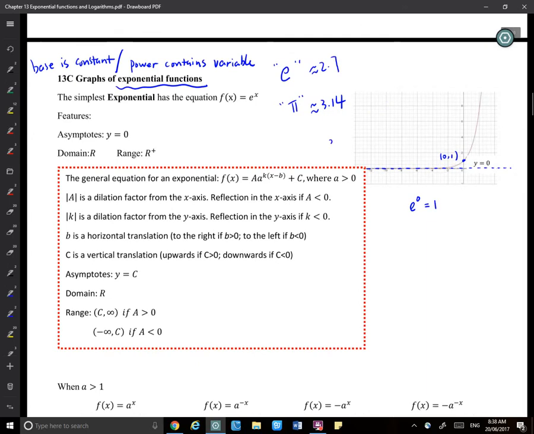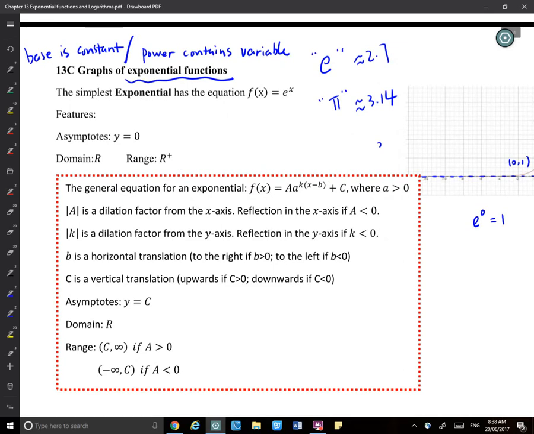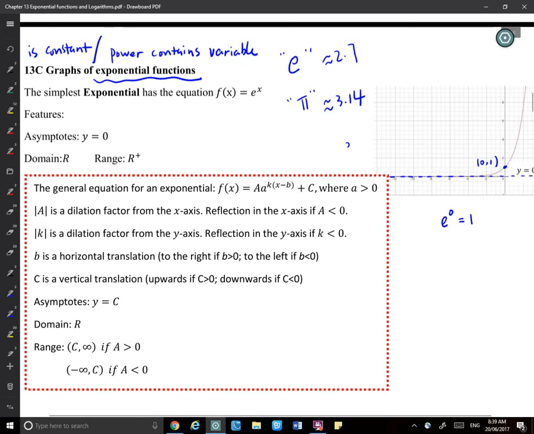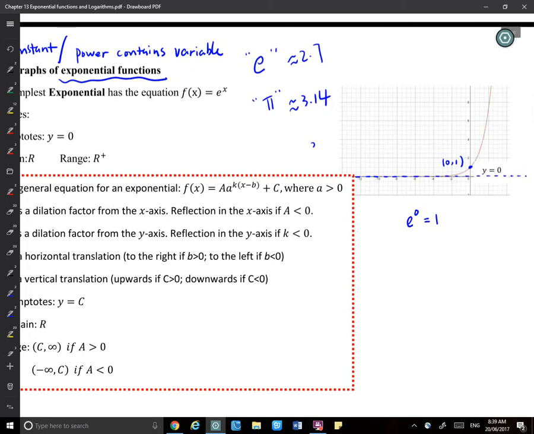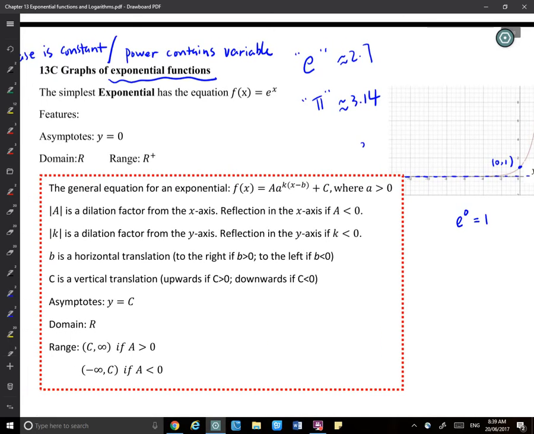Okay. And we can see this graph. We have an asymptote at y equals 0. The domain for an exponential function is always R. Like you can take any x. There are no restrictions on the value of x you can take. But there are restrictions on the range. So the range for this graph, only for this graph, is R plus, above 0, not including 0. All the positive real numbers.